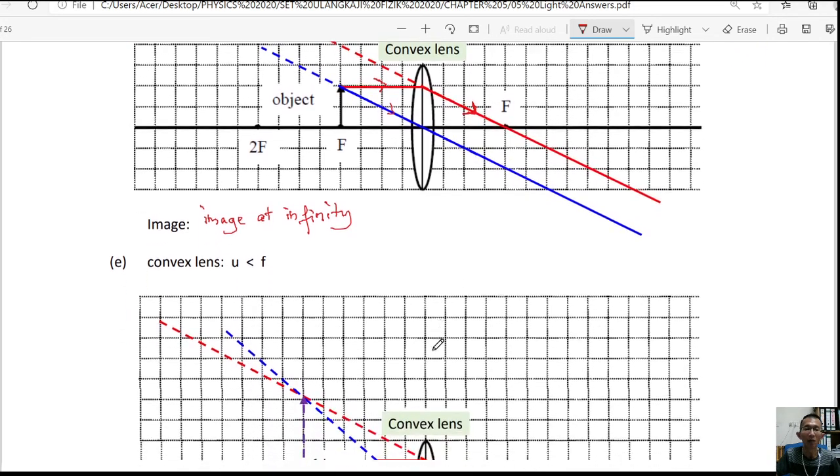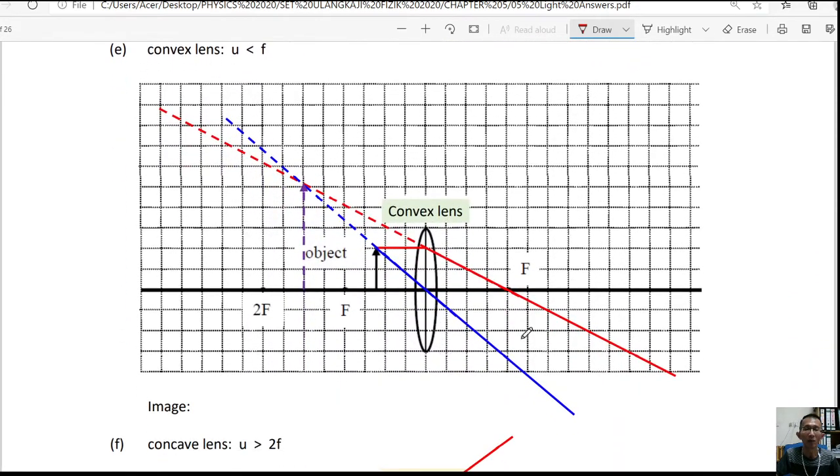Okay, now next one. We are still working with a convex lens. The same steps, right? So red line parallel to our principal axis. After hitting the axis of the optic, it will go through my focal point. It must go through the focal point. And then the blue line goes through my optical center. All right, so what happened to that blue line? It will just go straight, right?